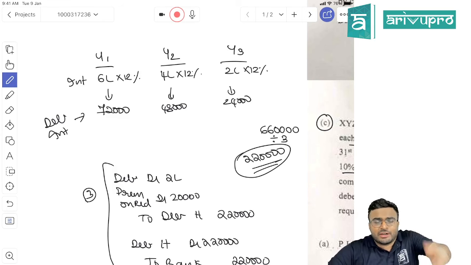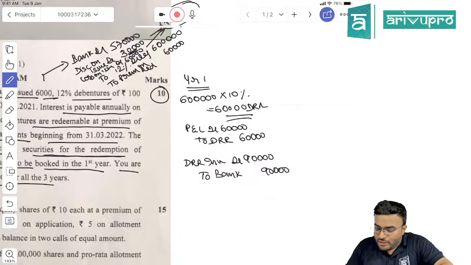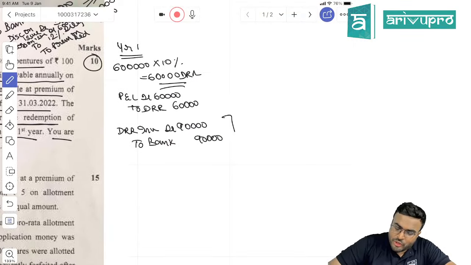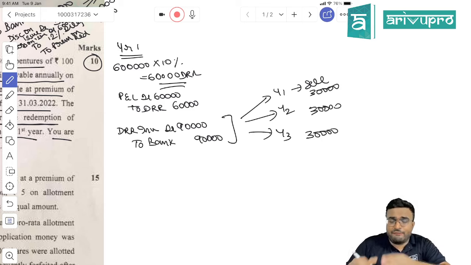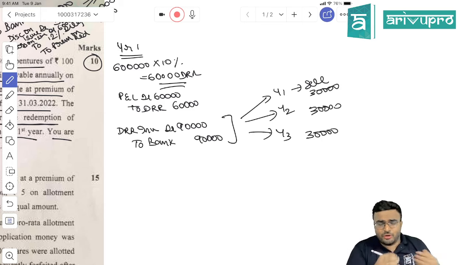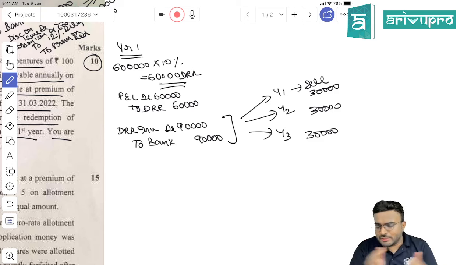Every year, 1/3 of the investment you will sell. Because what is the investment you have made? You have made 90,000 investment. So out of this 90,000 investment, year 1, year 2, year 3, you are going to sell 30,000, again you are going to sell 30,000, and again you are going to sell 30,000. Every year 1/3 will be sold. Why? We are selling the investment, redeeming the debentures.